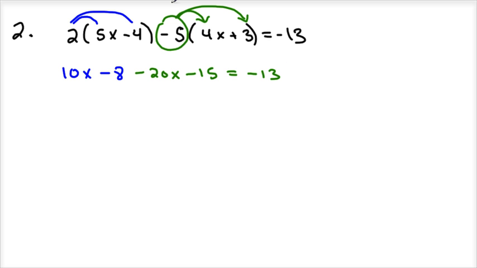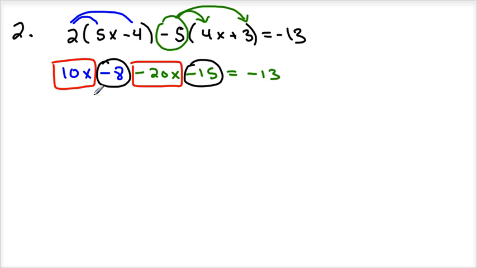So again, we're going to combine like terms. Our like terms are positive 10x and negative 20x. Notice how I'm taking the sign to the left of the number again. And the other like terms are negative 8 and negative 15. Now I'm choosing to put circles and boxes around the like terms. This step is completely optional. You do not have to do this. It's just a visual effect. So 10x minus 20x is negative 10x, and negative 8 and negative 15. These two numbers have the same sign, so I'm going to get a bigger negative. I should get negative 23, equals negative 13.